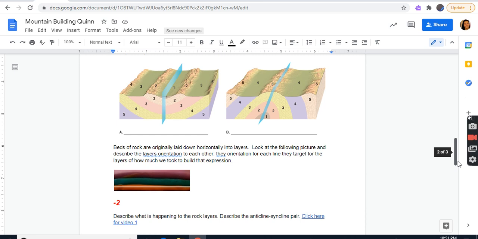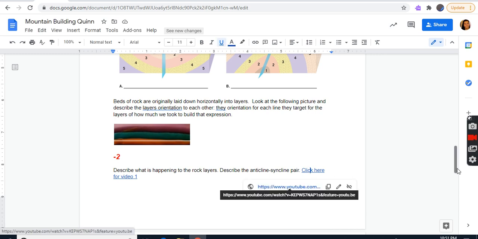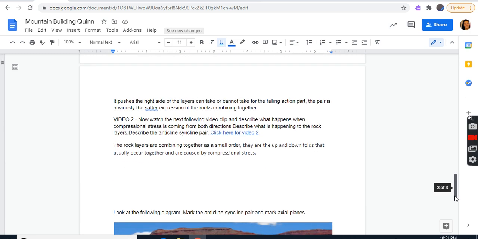So how much we took to build that expression. -2 on my status. Describe what is happening to the rock layers. Describe the anticline-syncline pair. Click here for this video. It pushes the right side of the layers, and the part is obviously the expression of the rocks combining together.